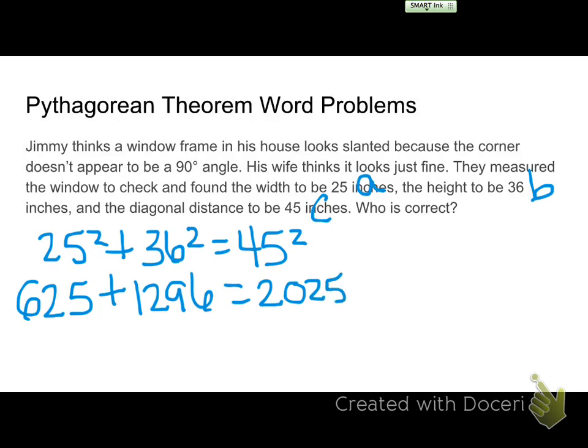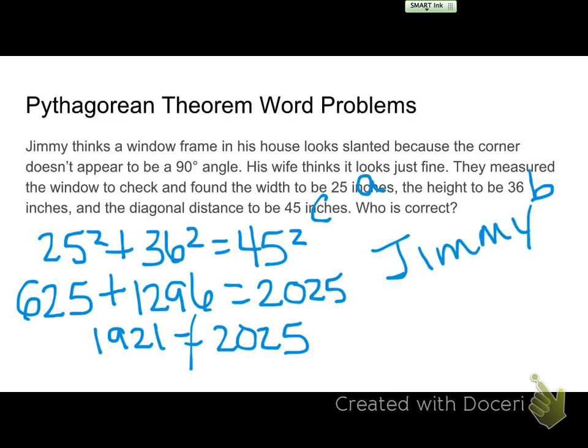So when I add 625 plus 1,296, I get what? 1,921. Does that equal 2,025? No. So who's right? Jimmy. Jimmy is correct. Any questions? Okay, so I want you to do the last one on your own.